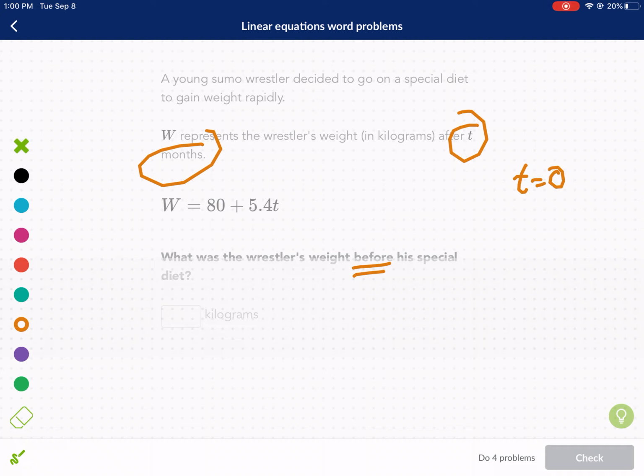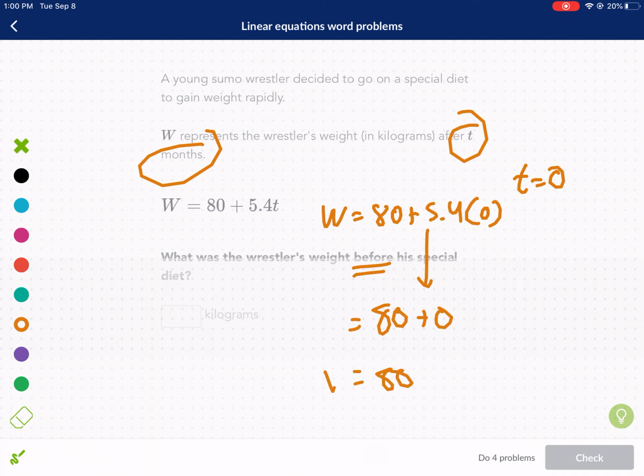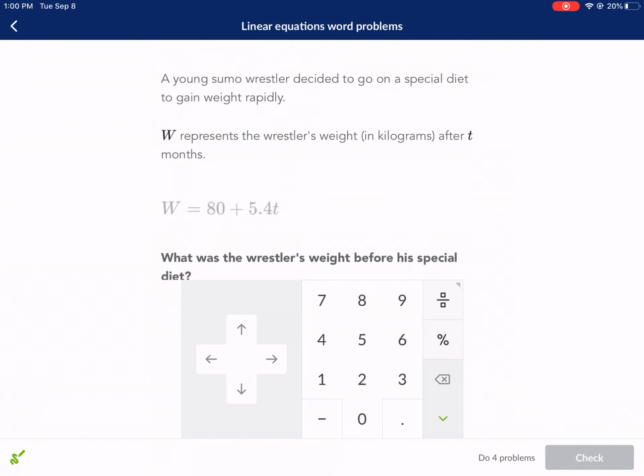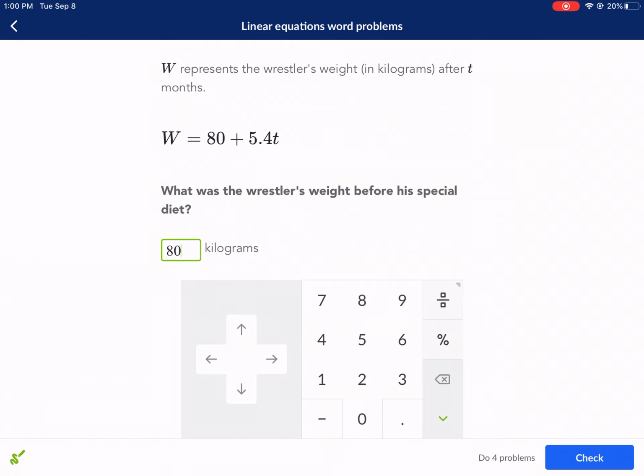So we're going to plug in 0 for T. So we're going to put W equals 80 plus 5.4 times 0. As you can suspect, this becomes 80 plus 0 equals W, and that's just 80. So he started off at 80 kilograms, which I think is pretty heavy. I think it's somewhere around close to 200 pounds.